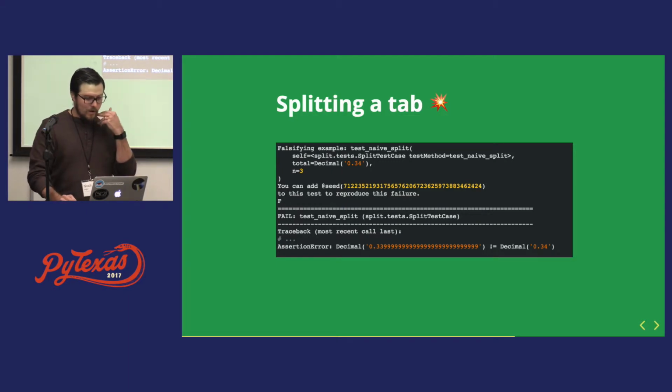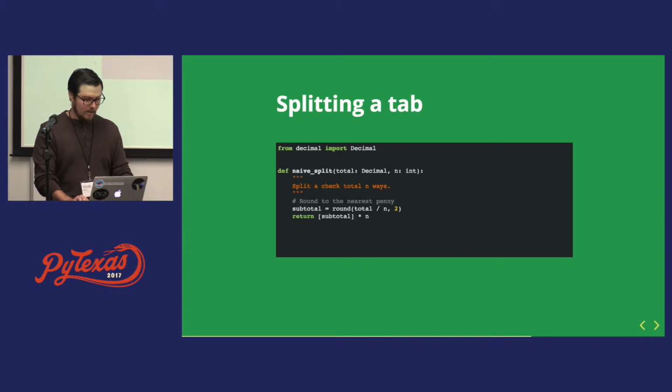So it says, when we had a check total of 34 cents and we had 3 people in the party, then this is the bad result we got. Okay, so let's take that information. We can see we should really not have these fractions of pennies in our code, so we need to fix that. And we come back and we say, all right, we're going to round the subtotal to the nearest 2 decimal places, so we have pennies.